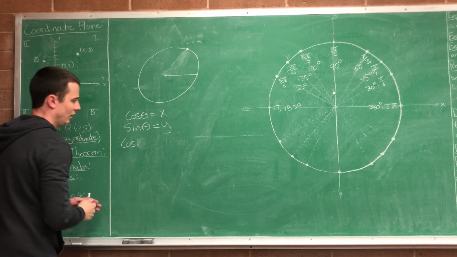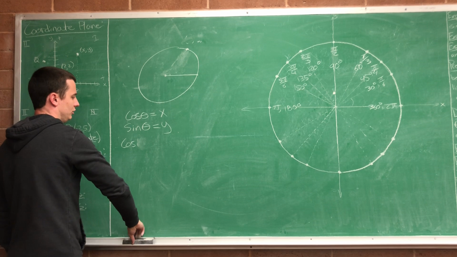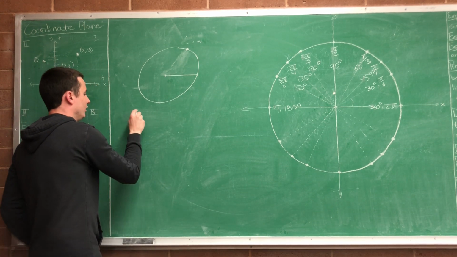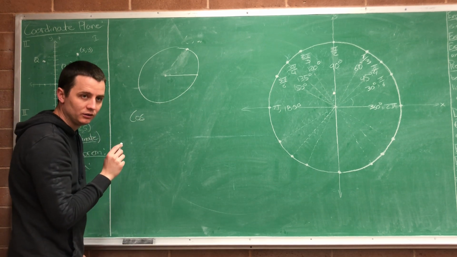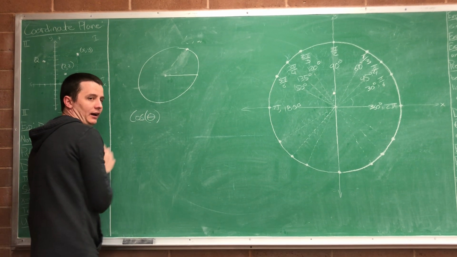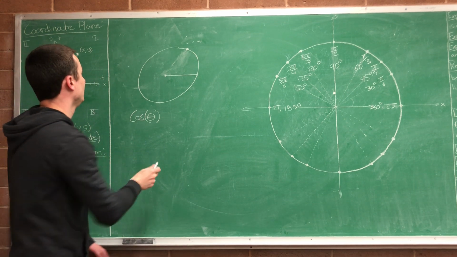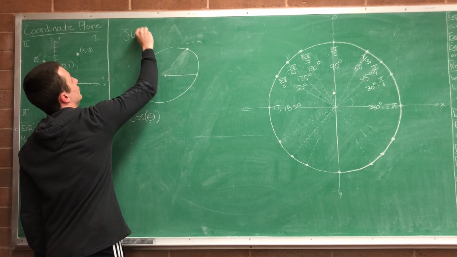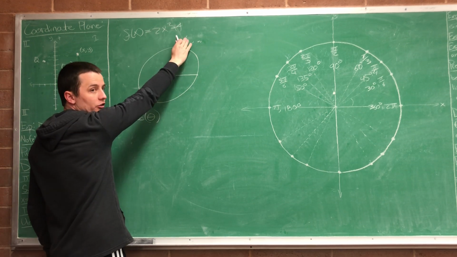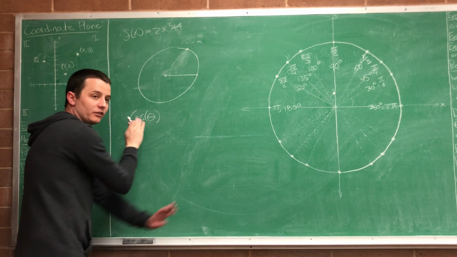Sorry, I'm being super lazy here, and I shouldn't be. Let me be more clear. Cosine is a function, and its input is an angle. So we should really have parentheses like that. The same way that you've seen something like f of x is equal to 2x squared plus 4, whatever, some function. Cosine here is some function.